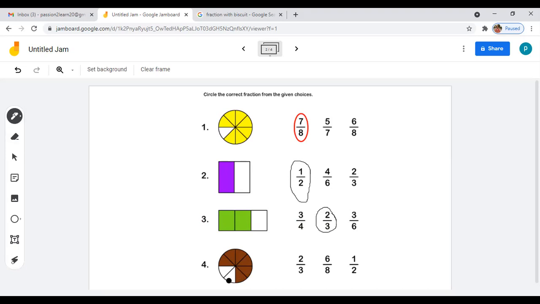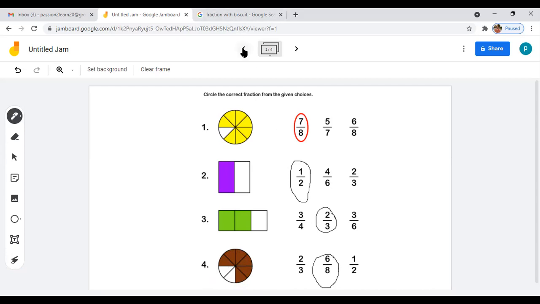Okay. And the next one, we are seeing a circle. And can we see how many parts are there? 1, 2, 3, 4, 5, 6, 7, 8. Okay. So out of this 8, how much is shaded? 1, 2, 3, 4, 5, 6. So we will circle 6 by 8. Can we all do it? Yes, it's 6 by 8.